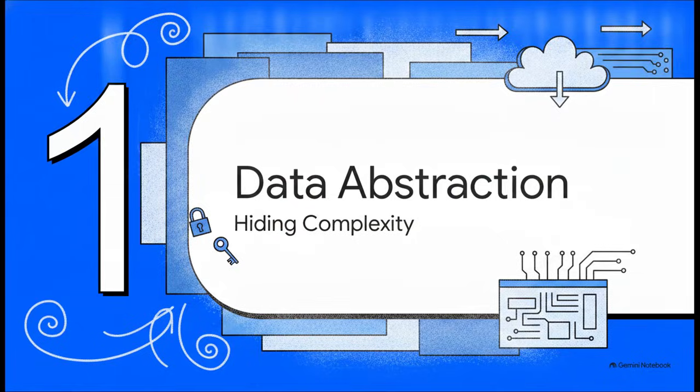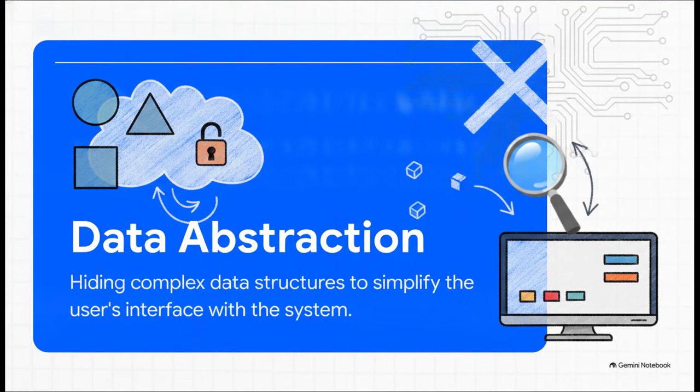Section 1. What exactly is data abstraction? Abstraction is truly the hero of our story here. It's basically hiding complex data structures to simplify how a user interfaces with the database system. Because the reality is, most people using a database aren't computer engineers, right? They really don't need to know exactly how data is physically laid out on a hard drive. So abstraction keeps all those highly technical, gritty hardware details completely hidden away, making sure your interaction with the system is smooth, intuitive, and totally seamless.